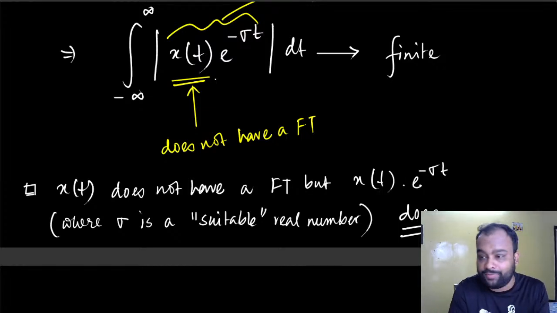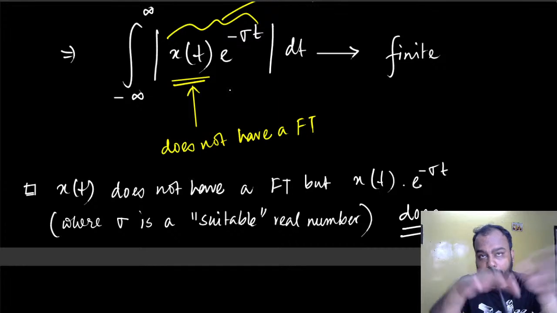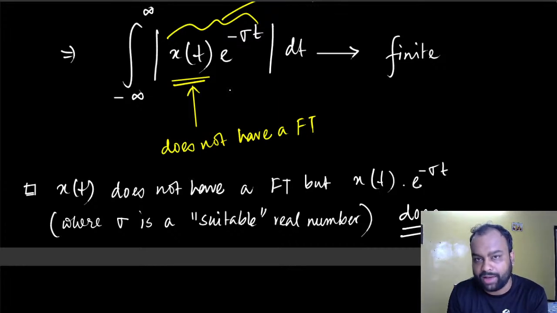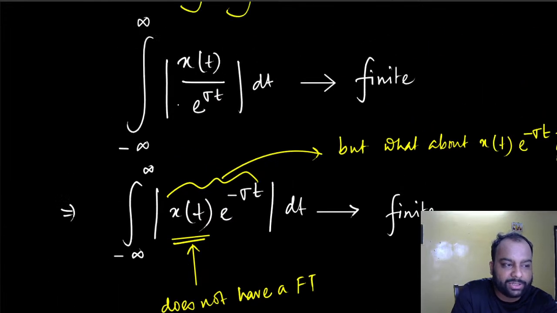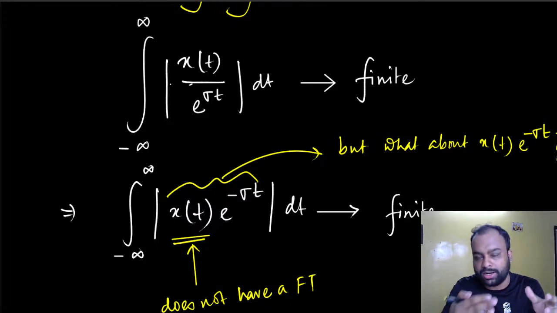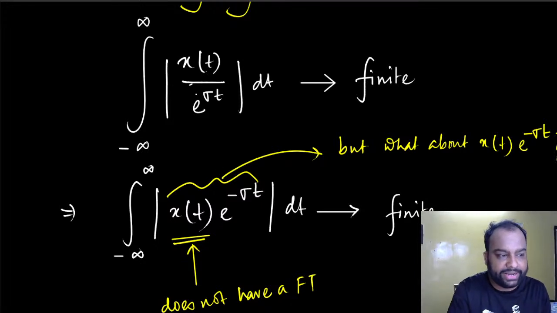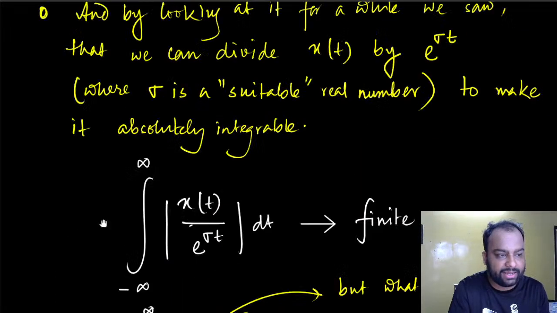So now if x(t) rises so fast that even dividing it with a suitable exponential, you still cannot make the area finite, then of course you cannot have a Fourier transform. If x(t) has a very fast rate of growth, in that case you cannot divide it with something suitable to make the growth slow down, right? The point is, this has to grow faster than this, right? So that is the point.